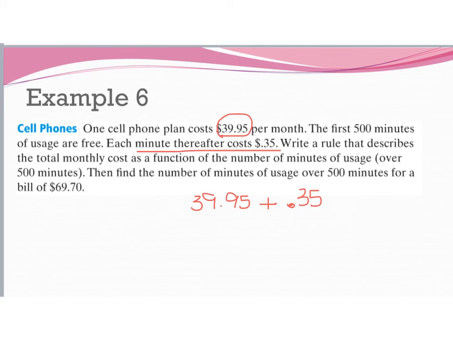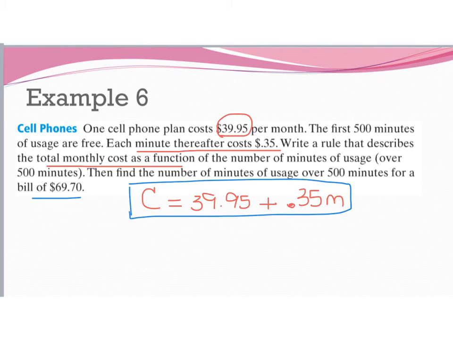So I don't know how many minutes I'm going to talk over 500. So I'm just going to use the variable m to represent the number of minutes. And I know that this equation is going to find my cost because I want to write a rule that describes the total monthly cost. Okay, so here is that. Then it says, find the number of minutes of usage over 500 minutes for a bill of $69.70. So this right here is my general rule or the equation that I could use. So if I wanted to find out what my bill would be if I talked 700 minutes or 1,000 minutes or no minutes, I could use this right here.